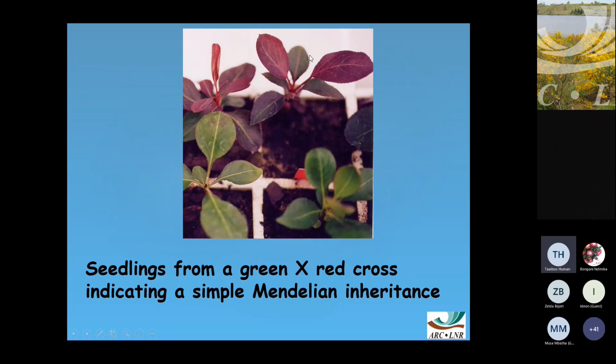So the nice thing about this is you can even see in the seedlings from your cross combination the red leaves, and that is an indication of red fruit. So you can just remove the green ones if you want red fruit.